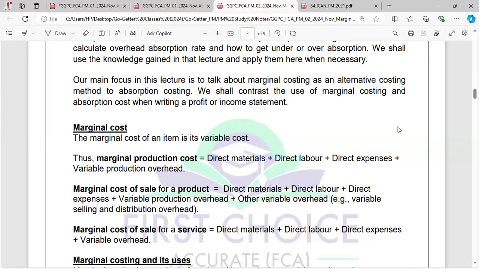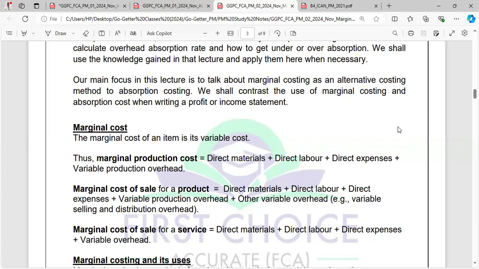Normally, for the normal cost of sales, you have to bring every cost, both variable and fixed, that you incur for the purpose of this sale. Those ones could be called your normal cost of sales. But when we come to marginal, you need to bring out those ones that are variable in nature and leave out the fixed cost. Then when we come to marginal cost of sales for a service, that means you only have the direct material, direct labor, direct expenses, and variable overhead. You will not see production overhead.